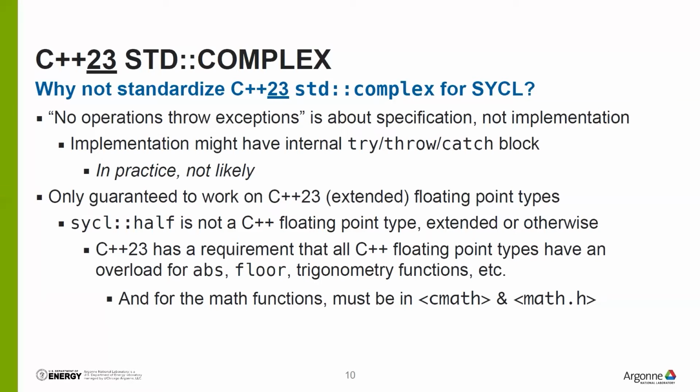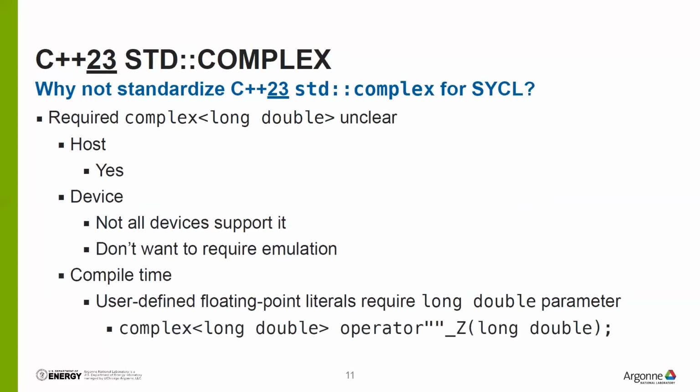And we've recently debated, should SYCL half be a C++ extended floating point type or not? And we've come to the conclusion, no. One of the reasons is C++23 has a requirement that if you have a floating point type that's supported, you have to have functions for absolute value, floor, all the trig functions, and they have to be in these headers. And we don't really own those headers. Those are system headers. This would probably require some front-end work to make sure we get to our headers instead of the standard ones. We don't want to require that.